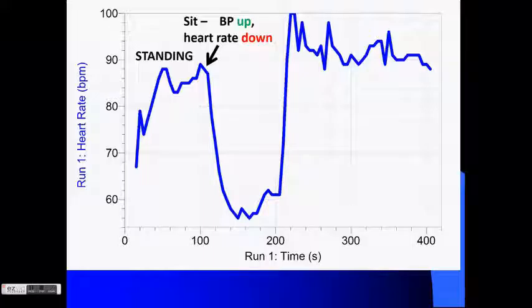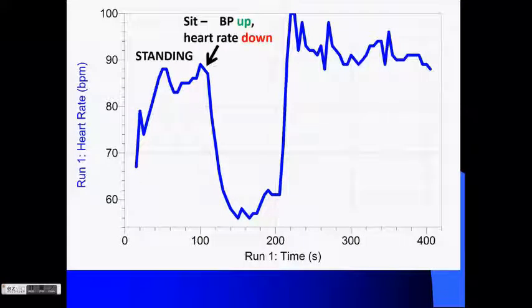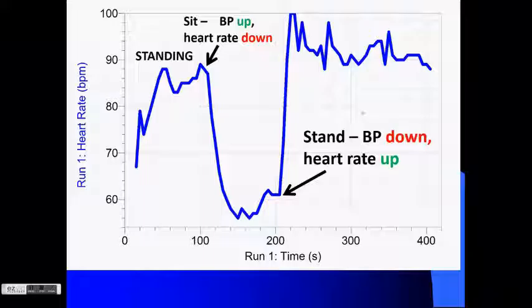At the 200-second mark, all I did was go from a sitting position to a standing position. Oops, went to a standing position. There it is. And when I stand, I'm taking all those arteries and veins and I'm stretching them back out again, which is going to cause your blood pressure to decrease. When my blood pressure decreases, again, negative feedback, I'm going to increase my heart rate.